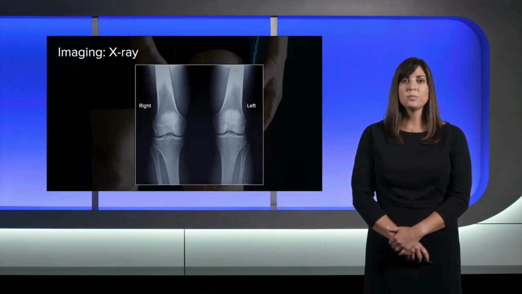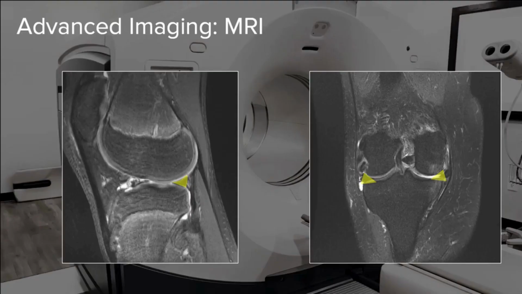X-rays will show other important pathology such as fractures and osteoarthritis, both of which are used to decide on proper treatment options. Advanced imaging, such as an MRI, may be ordered to further evaluate the knee structures, including the meniscus and ligaments. The menisci are small, triangular structures, and injury to the meniscus would show as an abnormal shape and/or increased signal, or white, on the image.